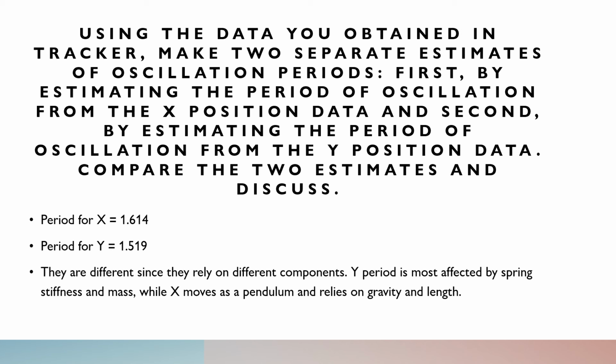And then I did 2 separate estimates of oscillation, and for X I got 1.614 seconds, and for Y I got 1.519 seconds. The periods are different because they rely on different components. Y period is most affected by spring stiffness and mass, while X moves as a pendulum and relies on gravity and length.